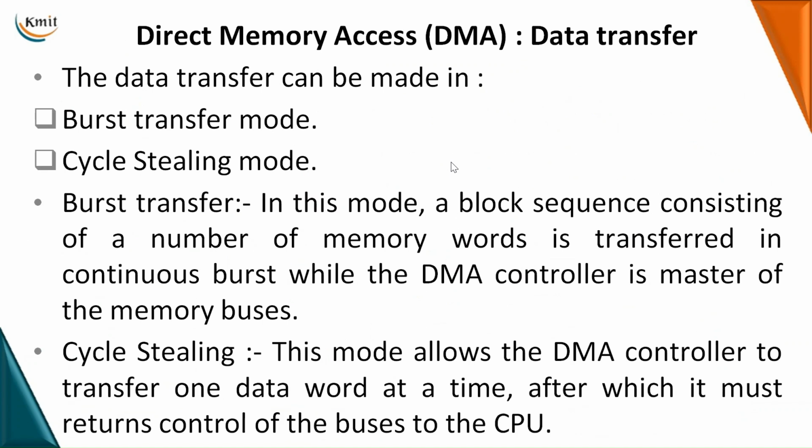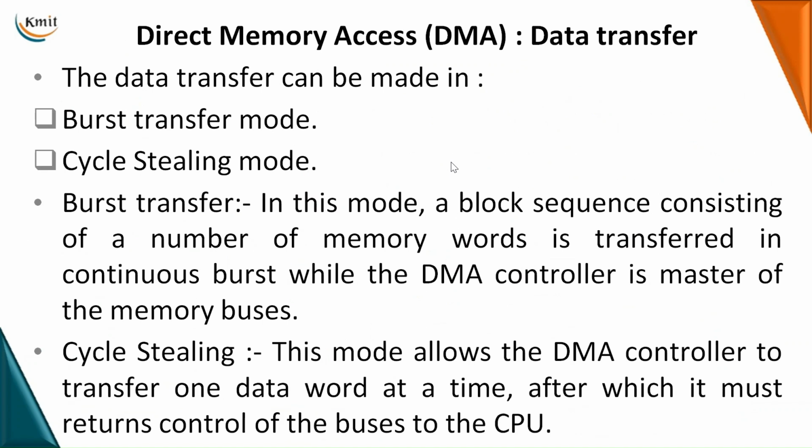Coming to the data transfer in the DMA, it can be done in two modes. One is called the burst transfer mode and the second one is the cycle stealing mode. In the burst transfer mode, a block sequence consisting of a number of memory words is transferred in a continuous burst. A burst is nothing but a set of words transferred at a time between the peripheral device and the memory unit, while the DMA controller is the master of the bus.